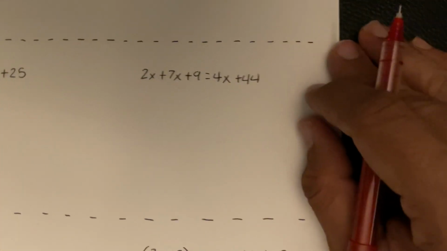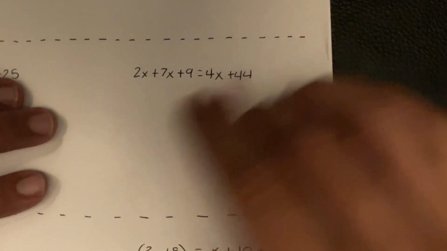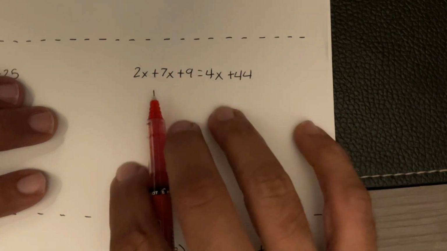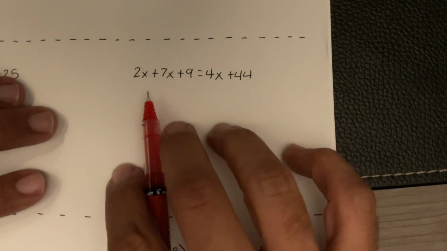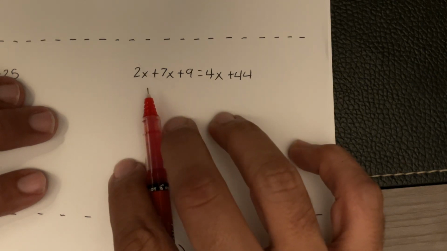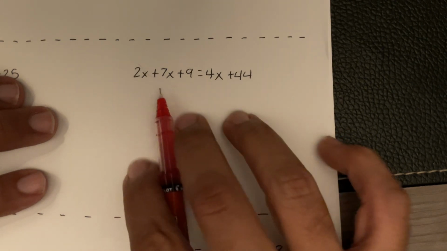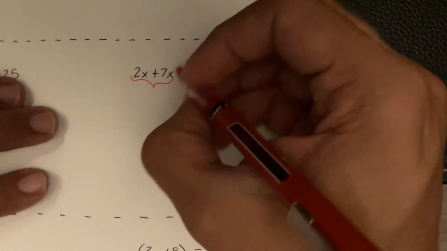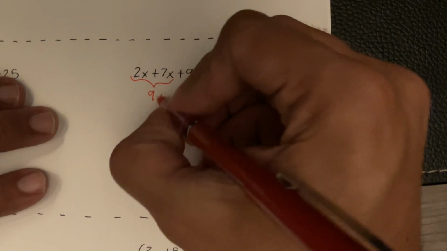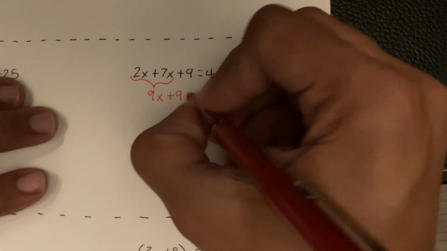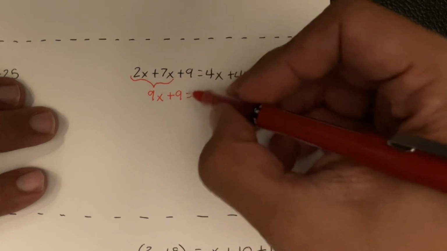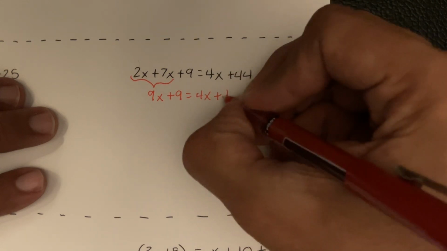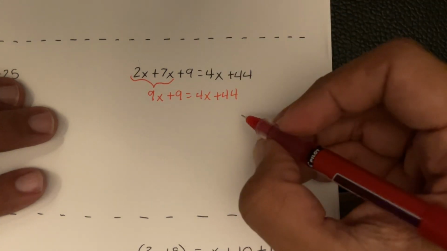All right, now we're over here. So here, we have too many x's because there's x's on this side and x's on this side. But this side over here has way too many x's. So what I'm going to do is combine like terms before I begin. So I can combine this 2x with this 7x to make 9x. So now this side has become 9x plus 9 equals 4x plus 44.